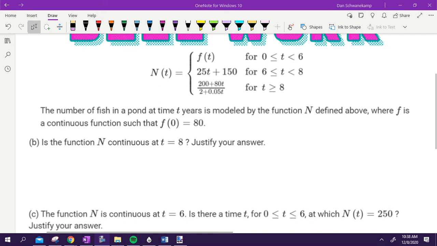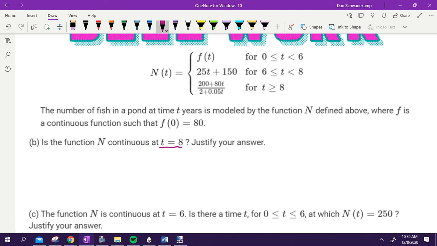Here we go. So bell work today, obviously a representation of free response questions and how they would set up and what we need to do. Okay, the first one says, they gave me this equation, n of t. The number of fish in a pond at time t years is modeled by this equation, where f is a continuous function and f of 0 is equal to 80. Is the function n continuous at t equals 8?